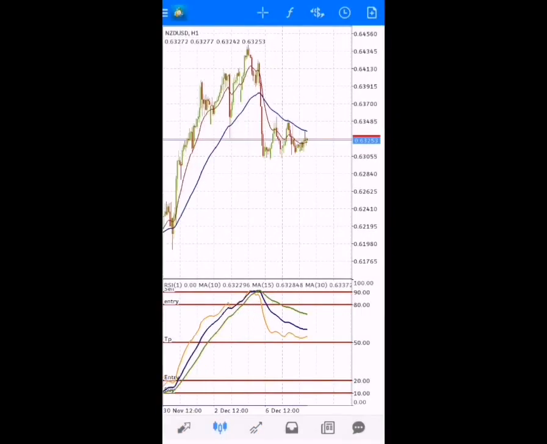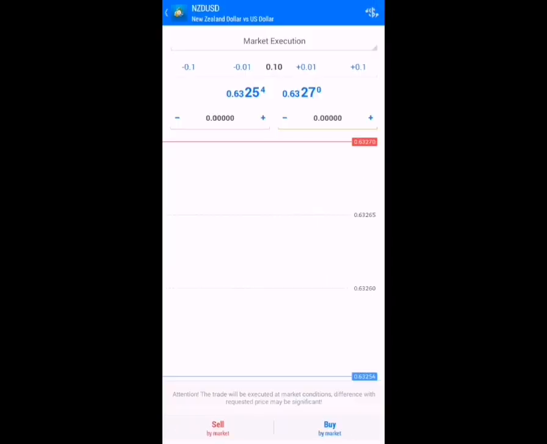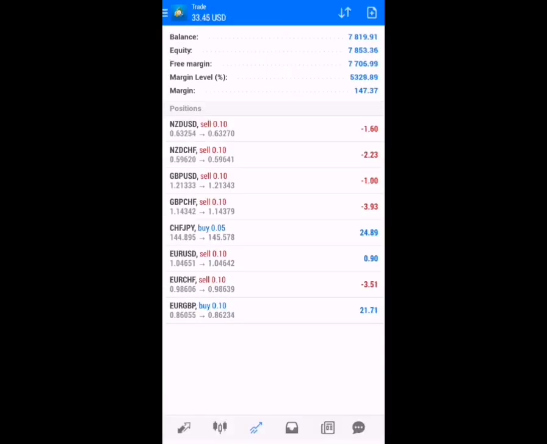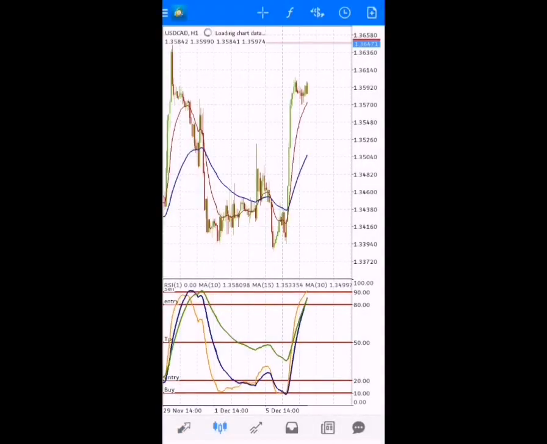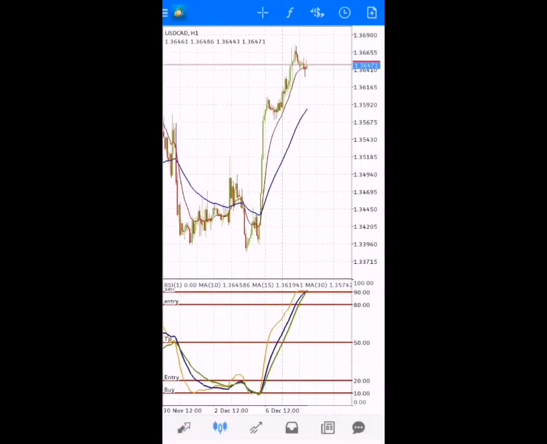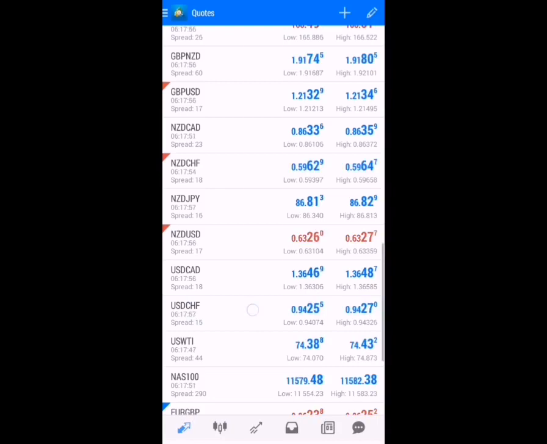NZD USD. Yes, yes, yes. A cross on the upper side and all moving averages touched the 90 level on the RSI and they all crossed the 80 line level. Look at how simple this is. I'm not considering any complicated information. This is all I do. I check from time to time, especially in the morning hours. No trade. I must be here.